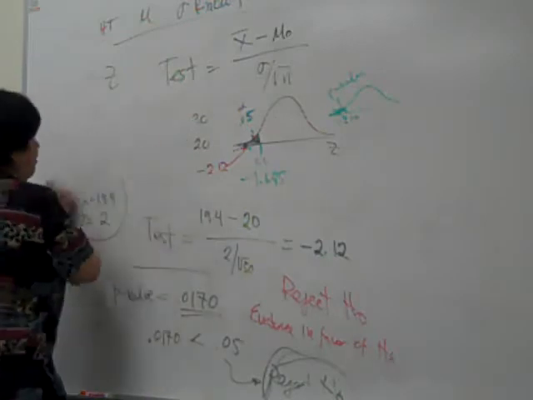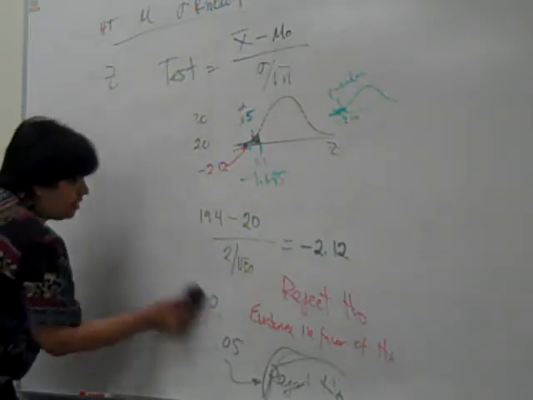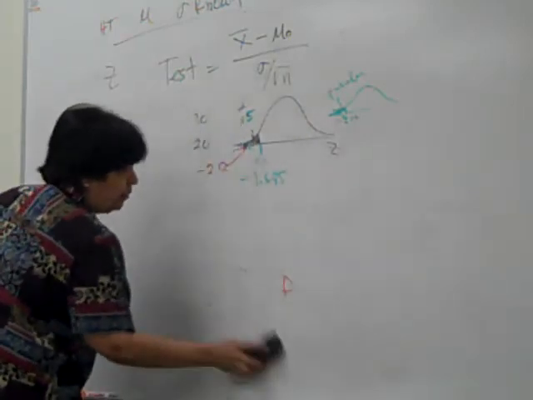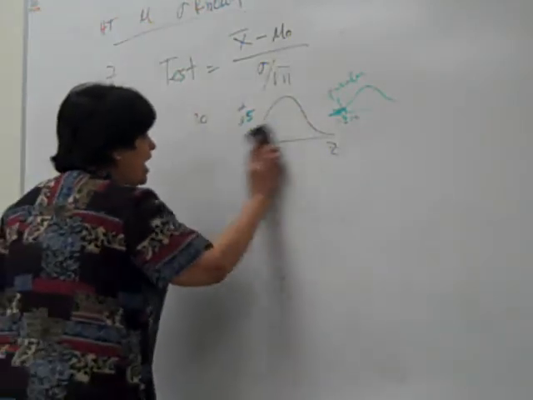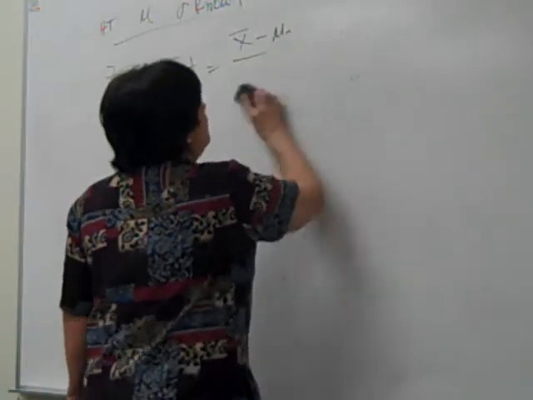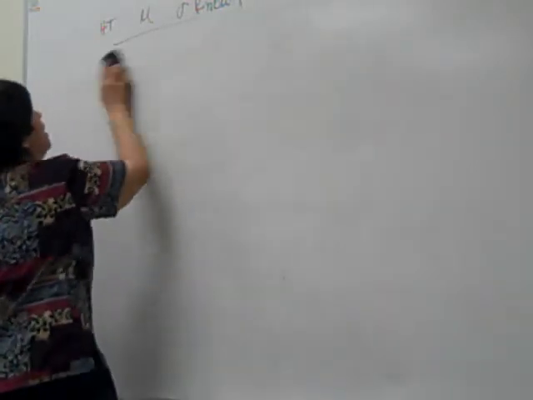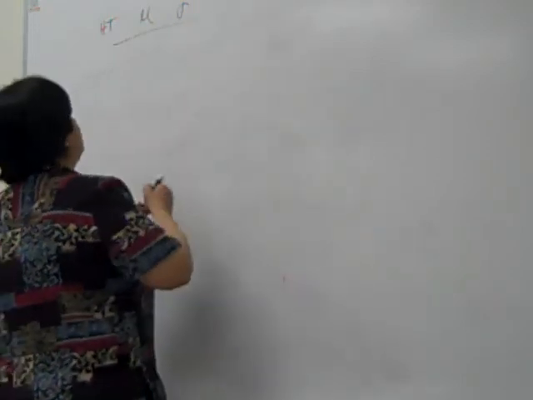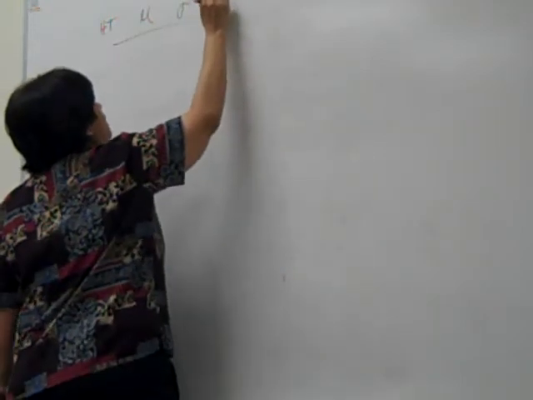The rest of the chapter is pretty easy. The second part deals with the population mean when we do not have the value of the standard deviation of the population. So when sigma is unknown.